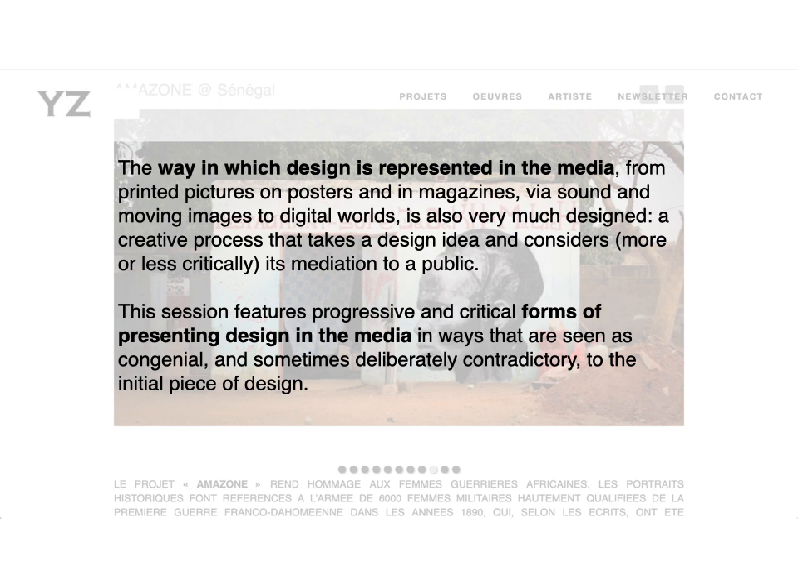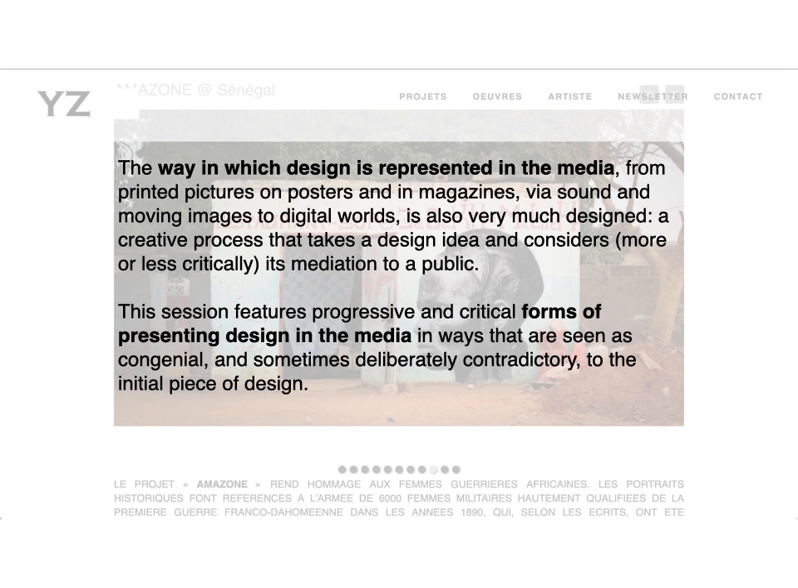Let me begin by saying that the way in which design is represented in the media, from printed pictures on posters and magazines, via sound and moving images to digital worlds, is also very much designed. And by saying this, I'm stating the obvious. You know this, and you've been keenly aware of it. But for the sake of this presentation, I would like to prize apart certain elements within this media and mediation of design.